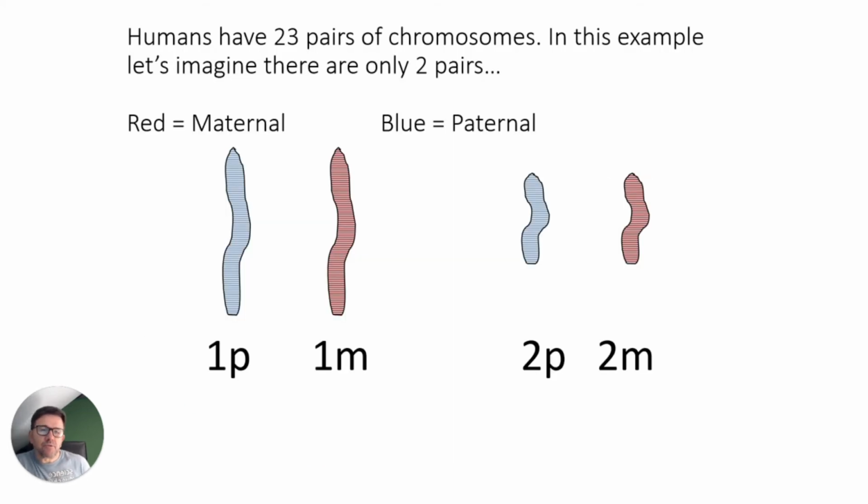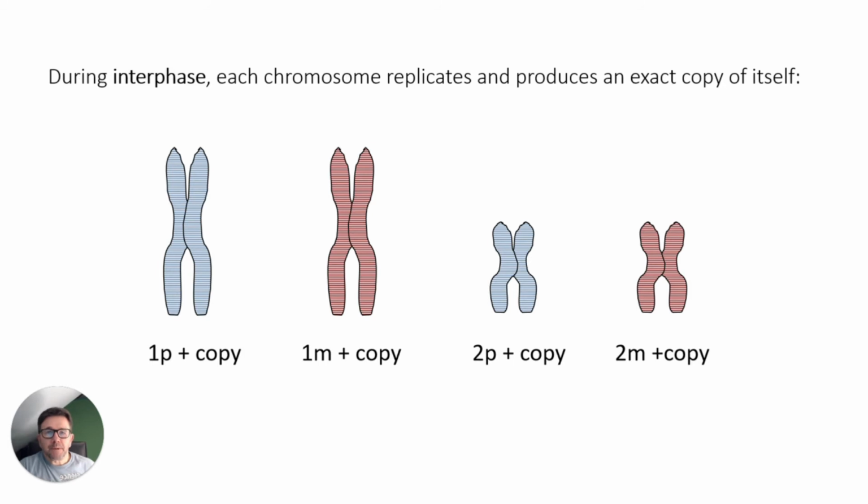Now let's look at the chromosomes first. As you're probably aware, humans have 23 pairs of chromosomes, though different animals have different numbers. Let's imagine there are only two pairs. The red is maternal, from your mother, and the blue is paternal, from your father. So you can see one paternal and one maternal in each of the two pairs. During interphase each chromosome replicates and produces an exact copy of itself, as you can see here.